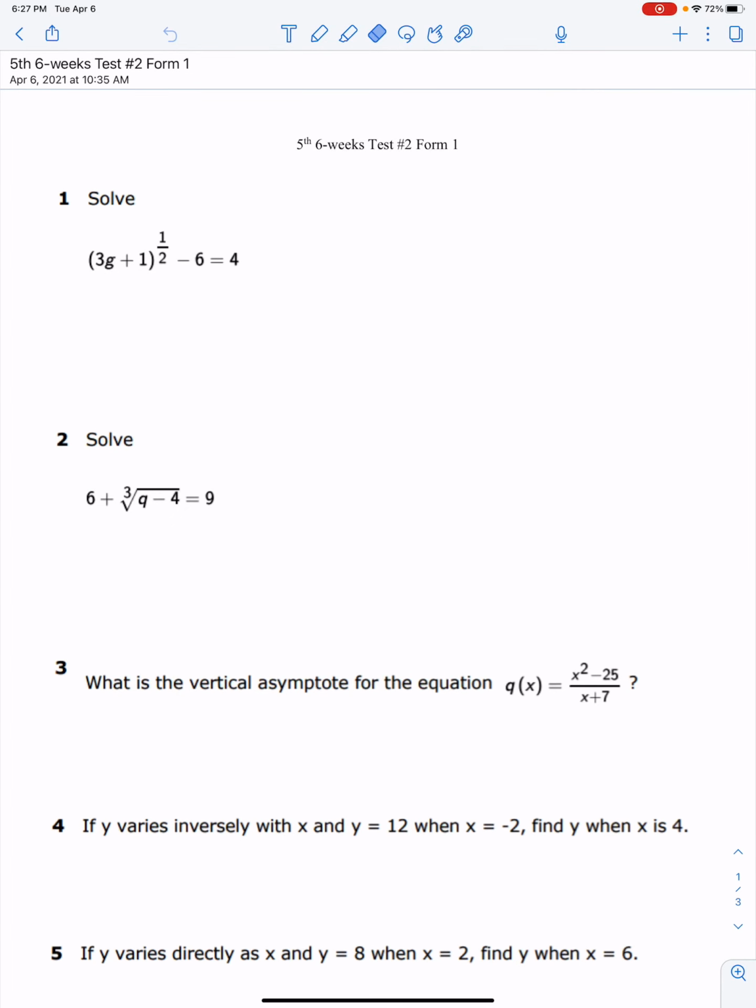All right, so I'm going to go through all the test questions from Form 1. Compare this to your test, so hopefully we can make sure you understand how to do all the questions.